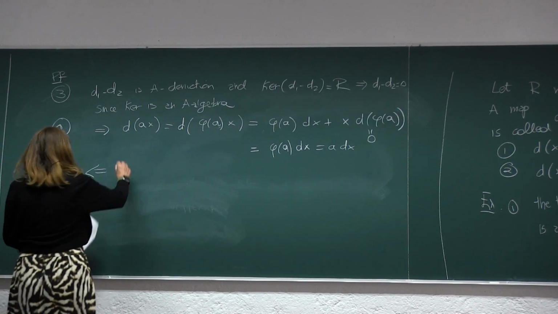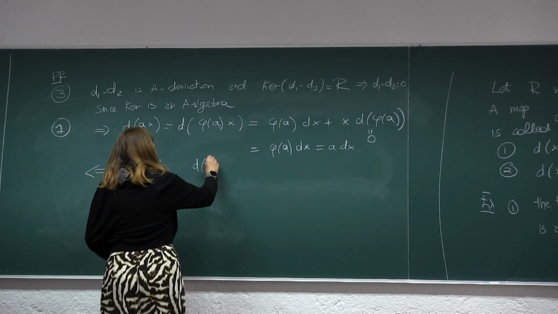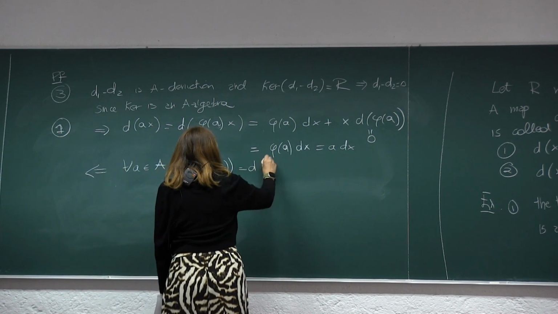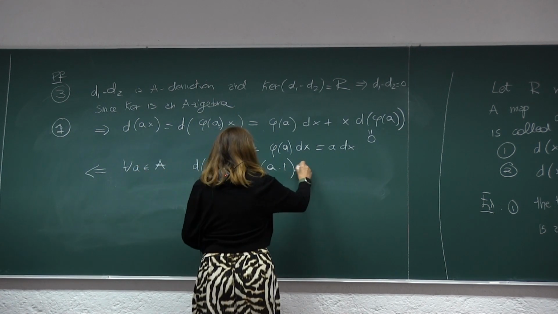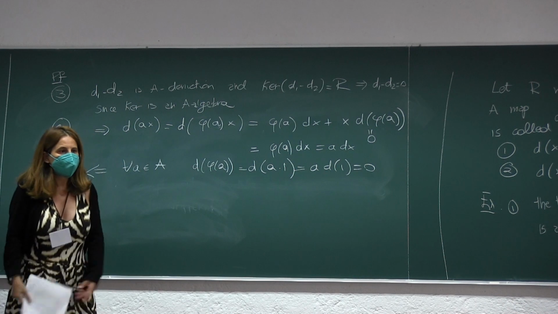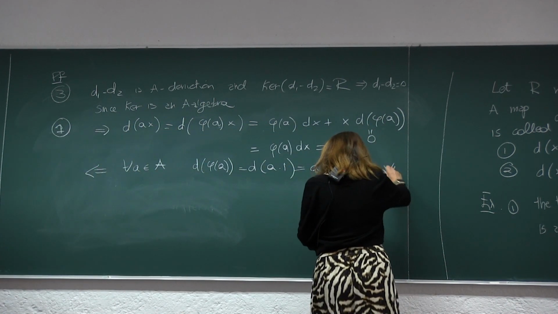Assume it's A linear, then for every A in A, you have that d of phi of A is the same as d of A times 1. But this is the same as A times d of 1, which is 0. So it's constant on A. So this finished the proof.